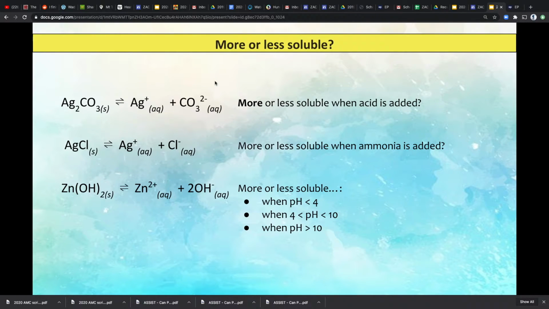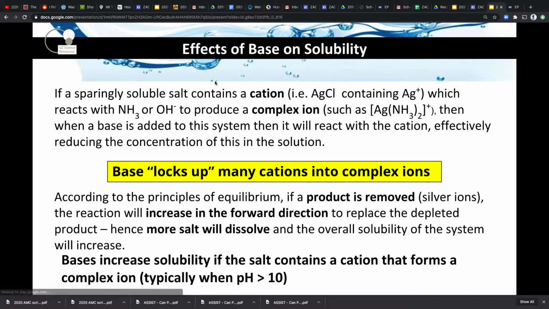So we've answered the first scenario. I've just bolded the correct answer. It will become more soluble, okay? Now let's look at the second scenario where we have silver chloride. Is it more or less soluble when something called ammonia is added? So NH3, ammonia, we talked about how it's a base. We talked about how it might form something called ligands around the transition metal ion. Let's have a look at it.